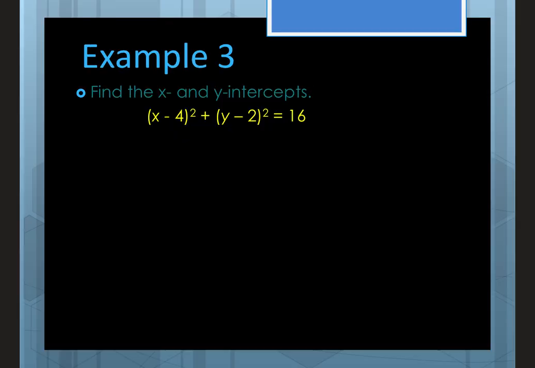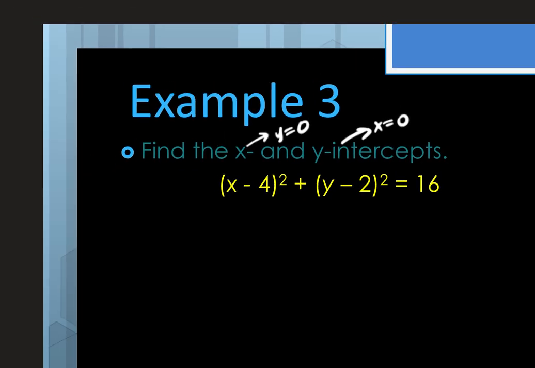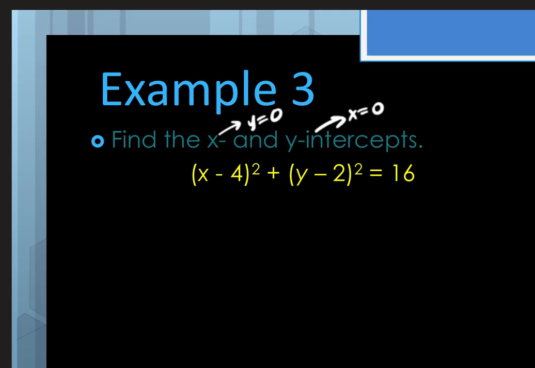Okay. Example 3 says find the x and y intercepts. How do I find intercepts of any graph? So if I want to find the x-intercept, what do I make 0? Good, y. And if I want to find the y-intercept, my x is 0. So let's do the y-intercept first. Or sorry, let's go in the order that it asked. Let's do the x-intercept first. So I'm going to make y 0.